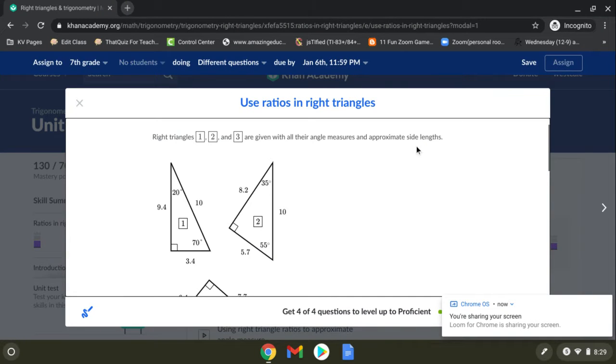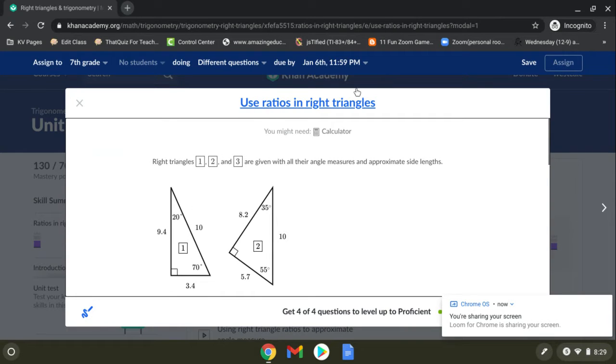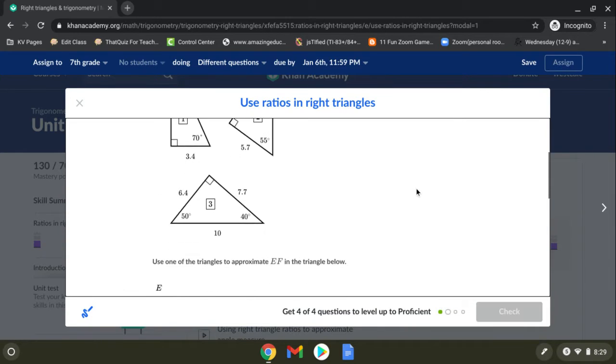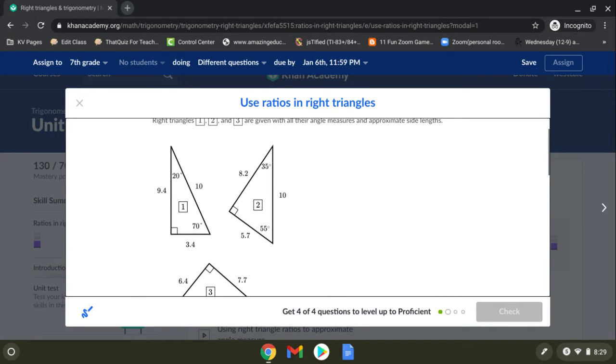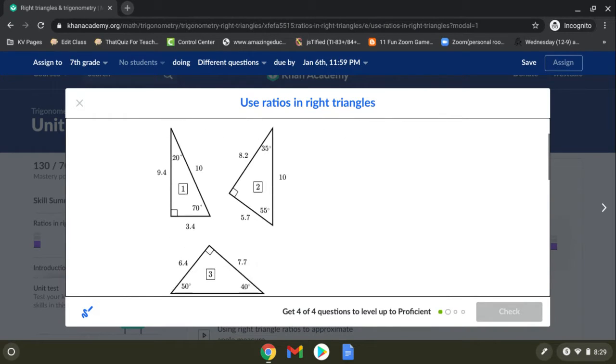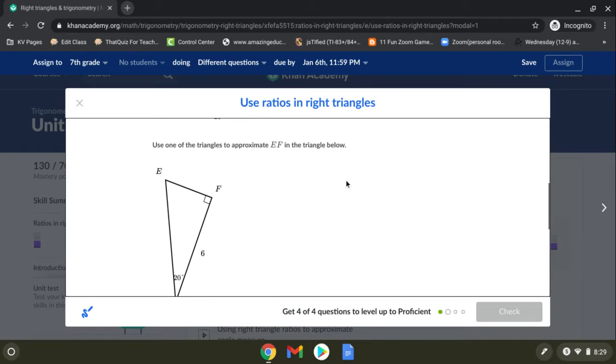Okay, so this is use ratios in right triangles. It's that first section, I believe, for one of your assignments. I want to make a video on solving a couple of these. All right, use one of the triangles above to approximate EF.